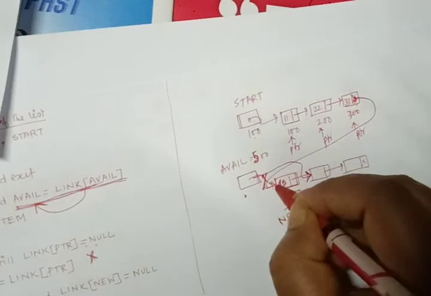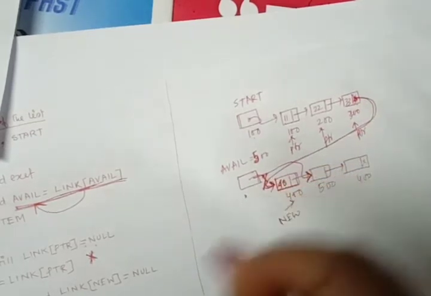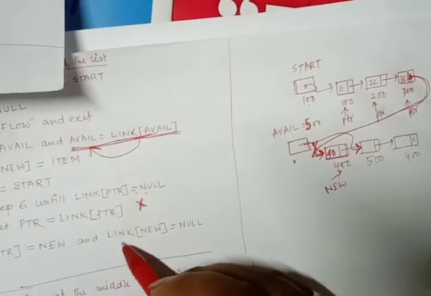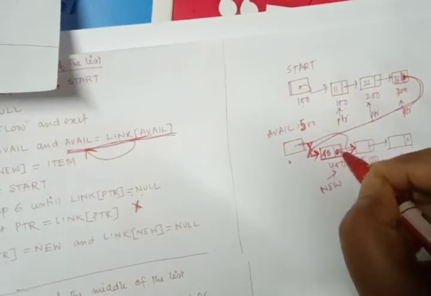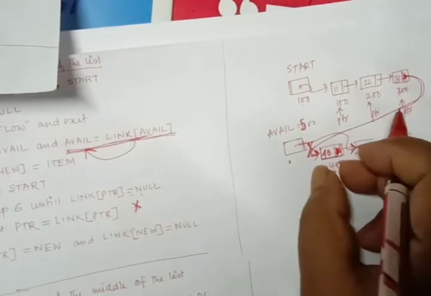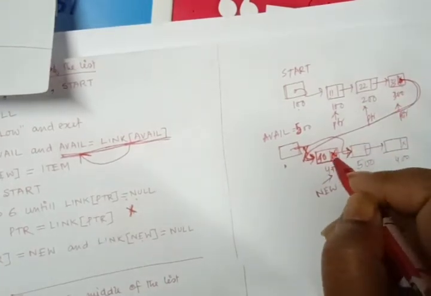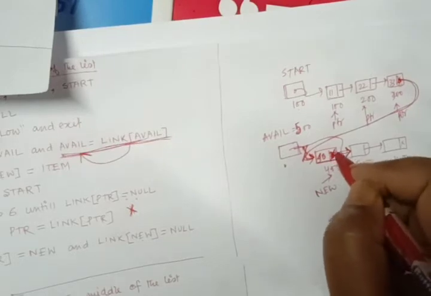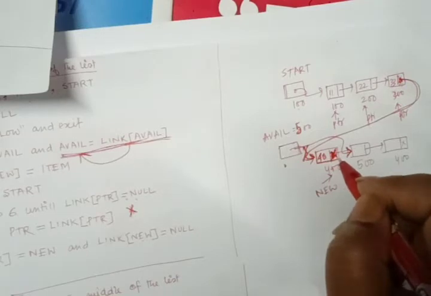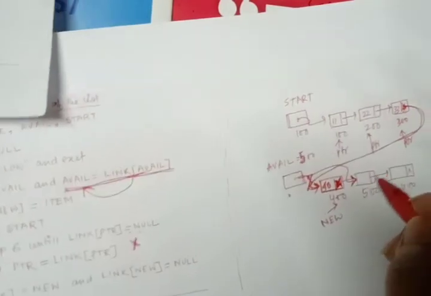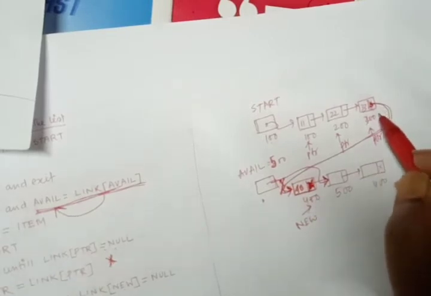Now the link of this block will attach with the new block, and link of new. This is a link of new, isn't it? Link of new will be what? Null, isn't it? So this block will come here, and the link part of the newly inserted node will be null, which indicates the end of the list. So this is how we can insert a node at the end of the list.